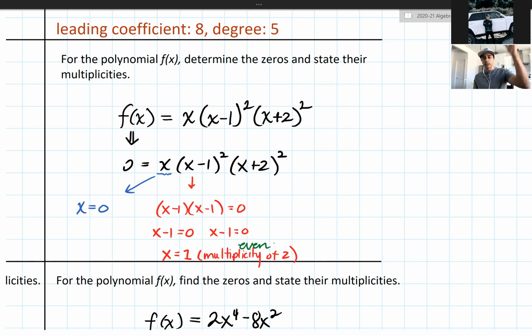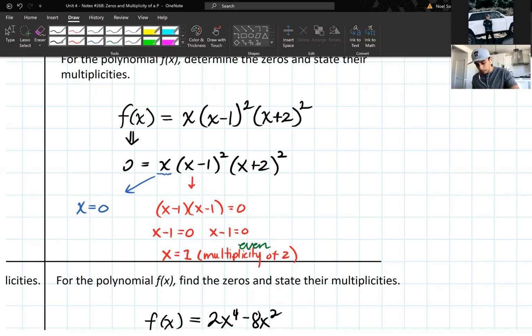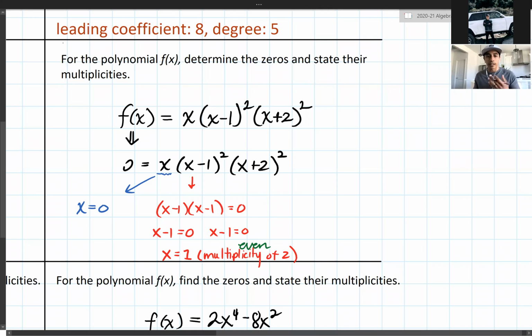So at x equals 1, if we were drawing a graph, would we cross the x-axis at 1, or would it bounce off? Yeah, it's going to bounce, right? It's going to hit 1 on the x-axis and then do one of these, right? Just bounce, okay? Versus at 0, at x equals 0, what kind of multiplicity do we have there? How many times do we get the solution x equals 0? Just once, right? That solution only showed up once, yeah. So we can say multiplicity of 1.